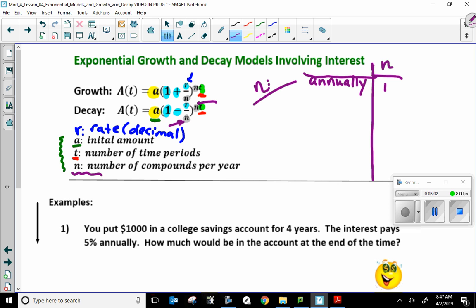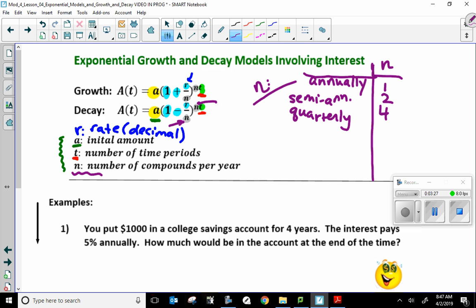If it is semi-annually, that means twice a year, so my N would be 2. That's not too bad. If it is quarterly, that is 4 times a year. I'm trying to fight this board. You see it's trying to pull everything down as I write.